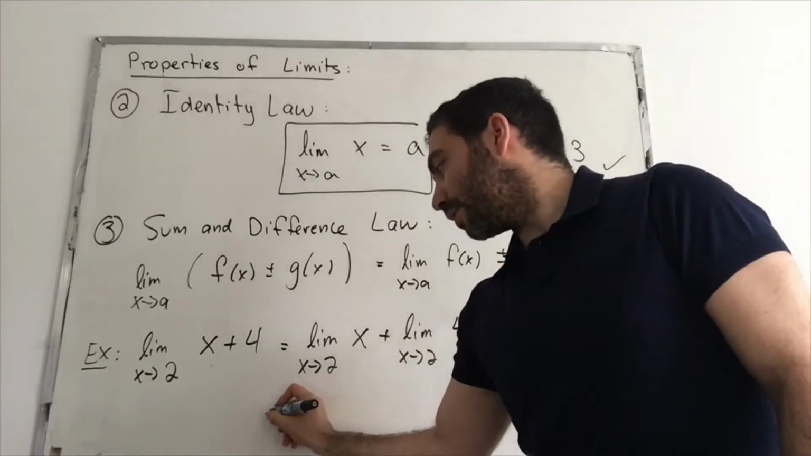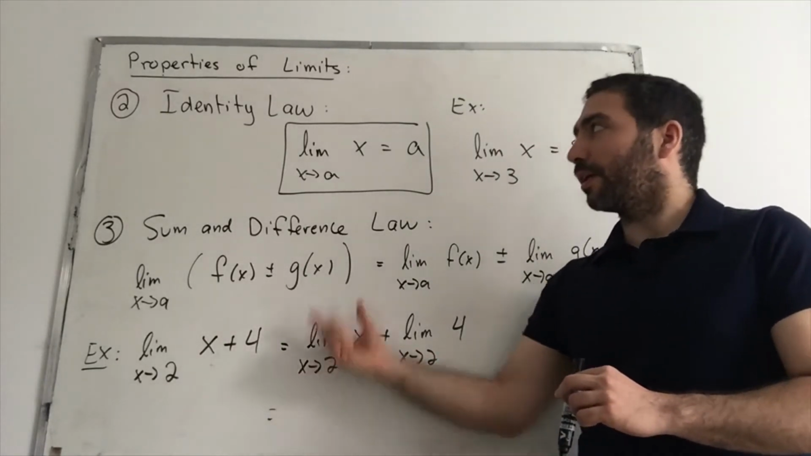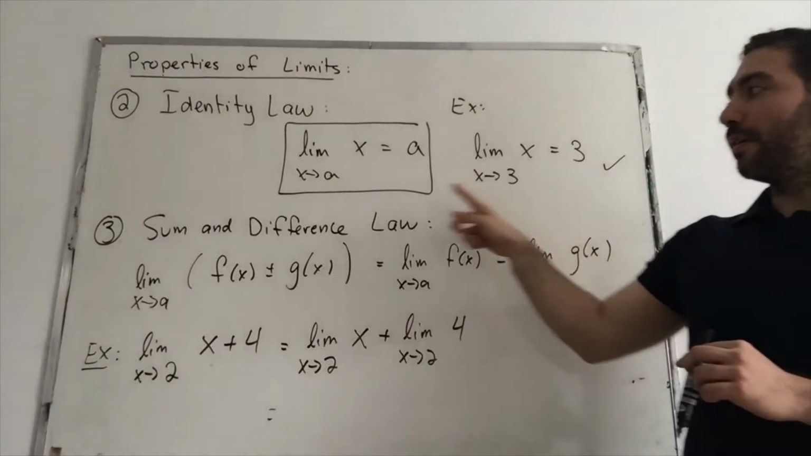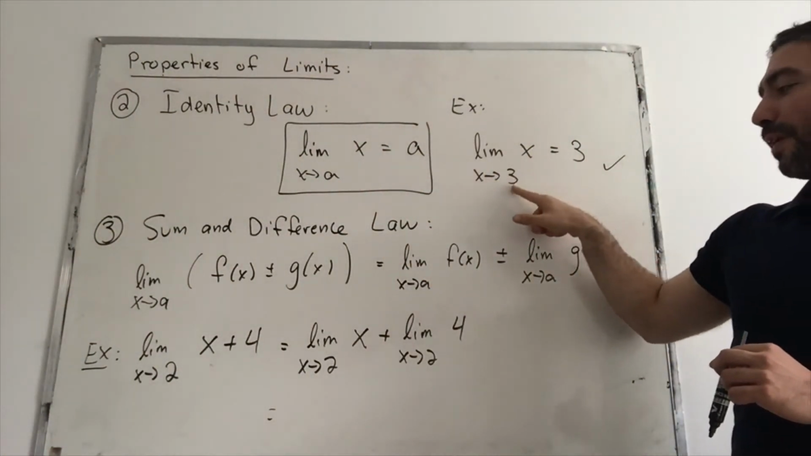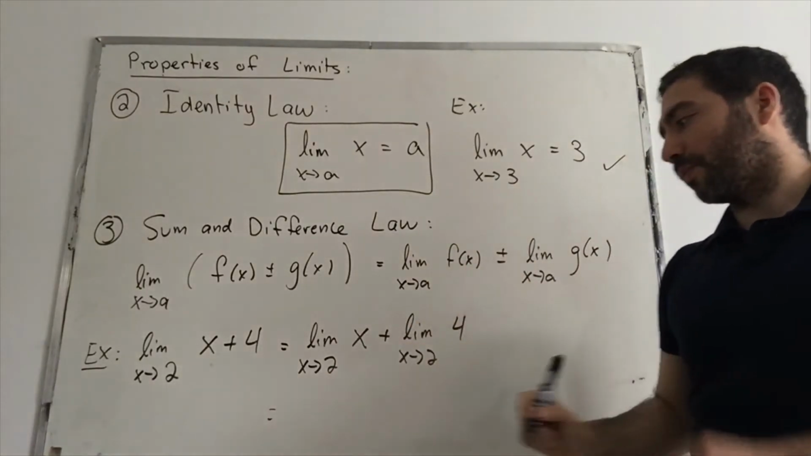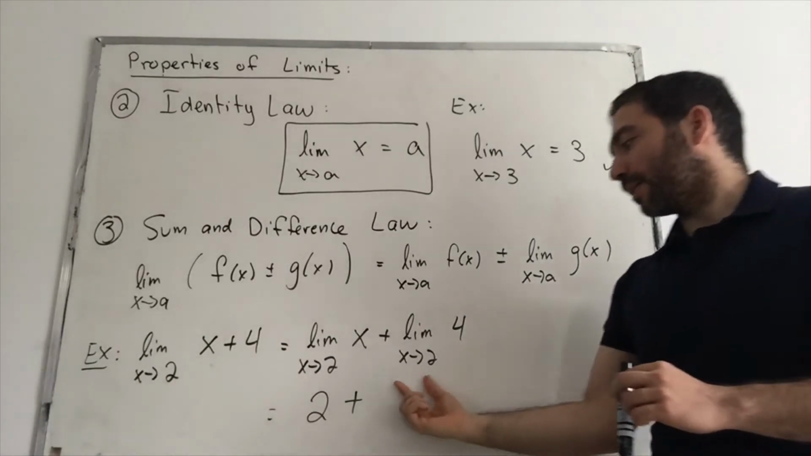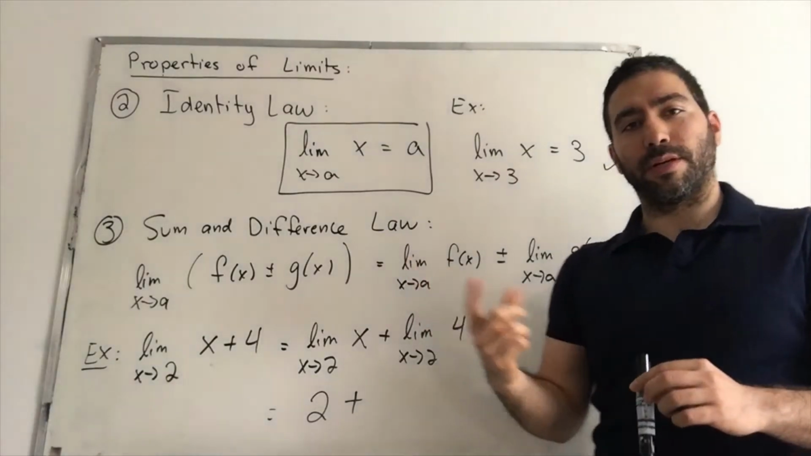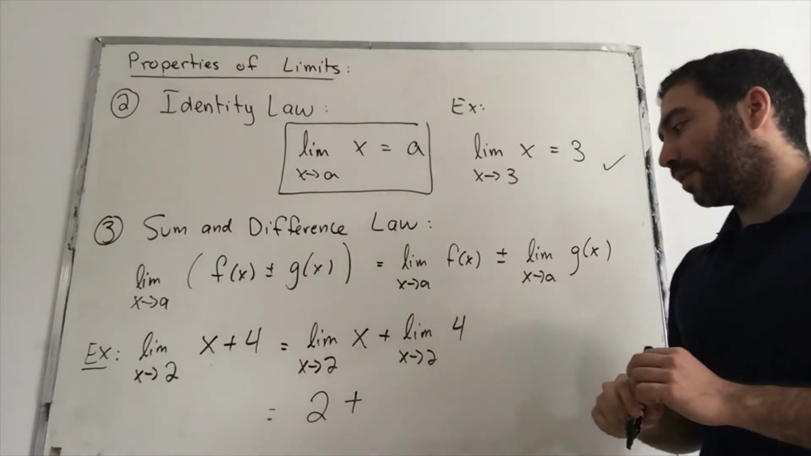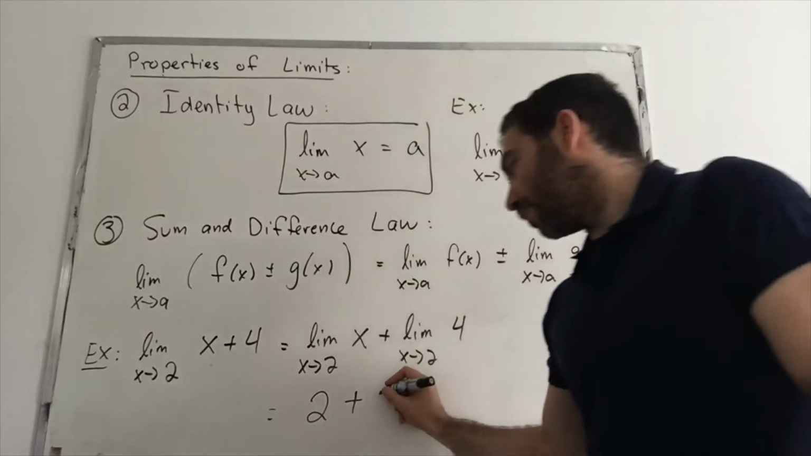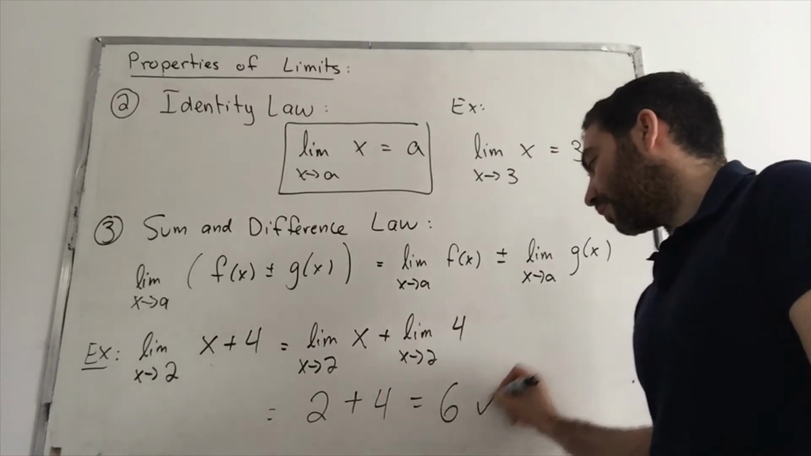And on this piece here, limit as x approaches 2 of x, we're applying the identity law from up here. So we're essentially just substituting the x with the value it's approaching. In this case, it's approaching 2. So this value here is equal to 2 plus, and the limit as x approaches 2 of 4 is the first property that we saw. Since there's no x in this constant 4, the limit as x tends to 2 is always just 4. And now we sum them. 2 plus 4 is 6, and that's the answer.